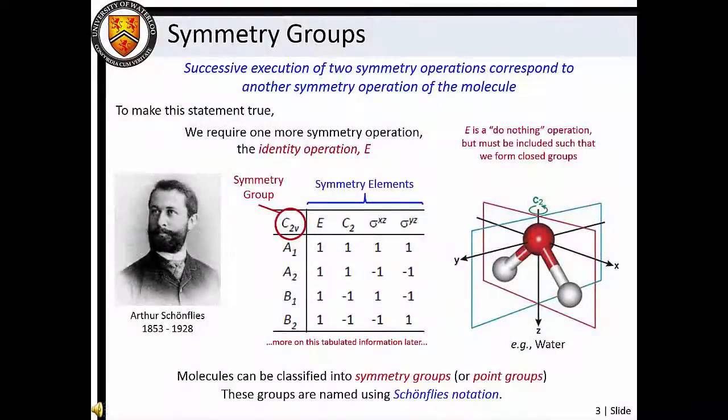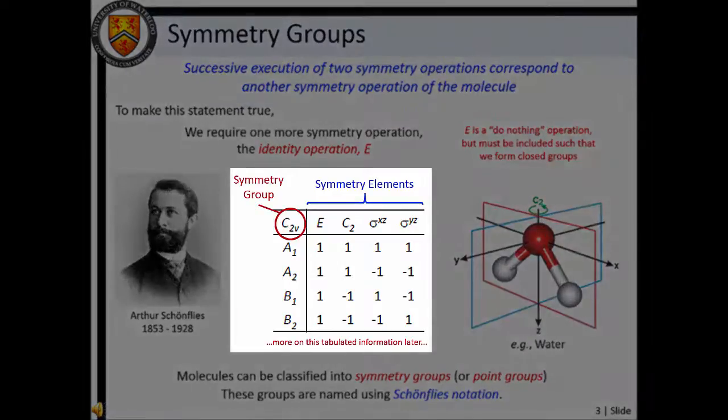Group theory tells us that successive execution of two symmetry operations must correspond to another symmetry operation for the molecule. We therefore include a fifth do-nothing or identity operation, denoted E, such that we form closed groups. A symmetry group is defined by the symmetry elements that it contains. No two symmetry groups share exactly the same set of elements or operations.